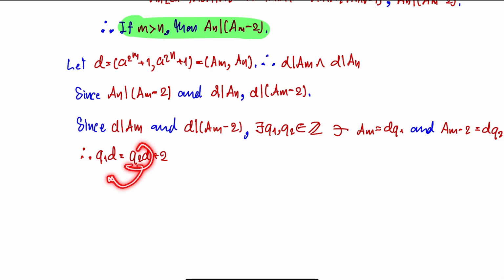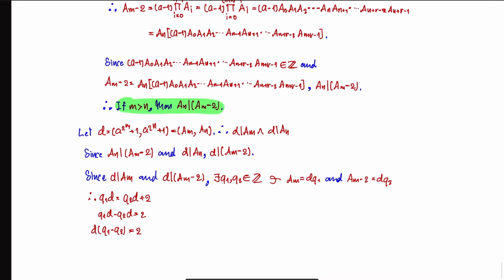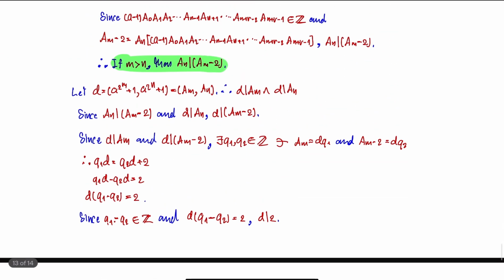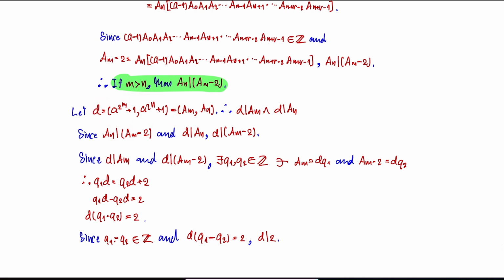Okay, then what do we have next? So let's move this one to the left side. We have q1d minus q2d equal to 2. So we have d(q1 - q2) equal to 2. And q1 and q2 are integers. So since q1 minus q2 is an integer and d(q1 - q2) equals 2, what does it mean? We can write 2 as the product of d and another integer. That means that d divides 2, since d is the greatest common divisor of these two terms. Okay, what next?